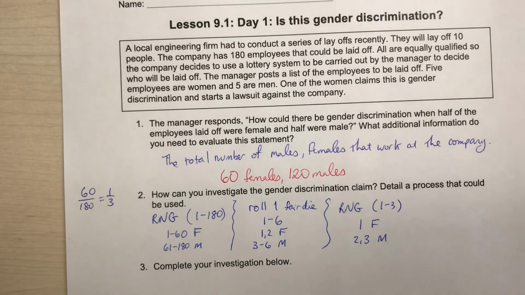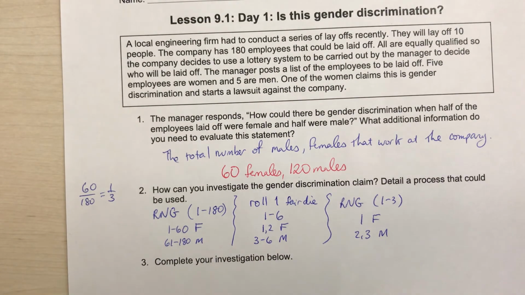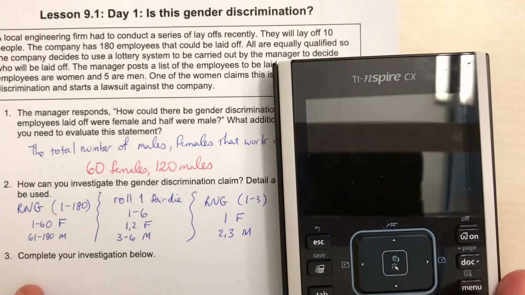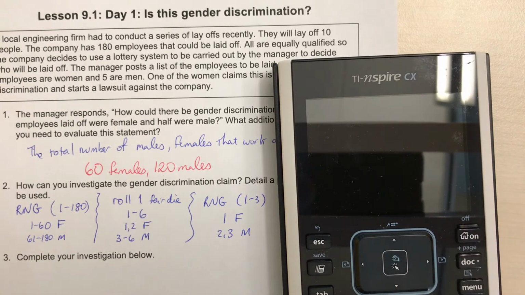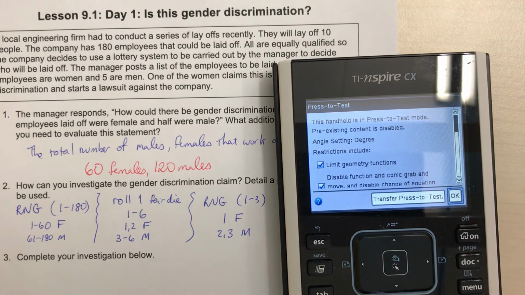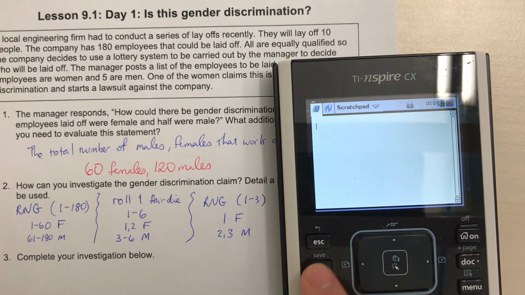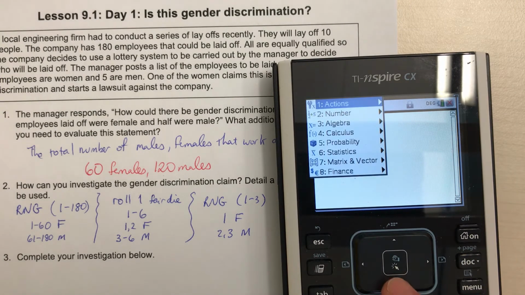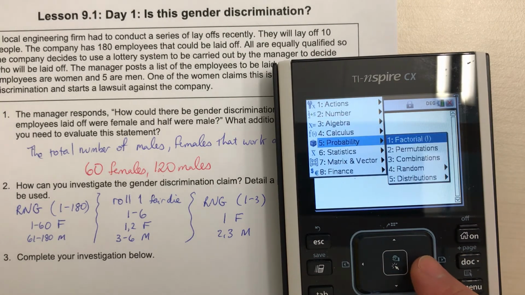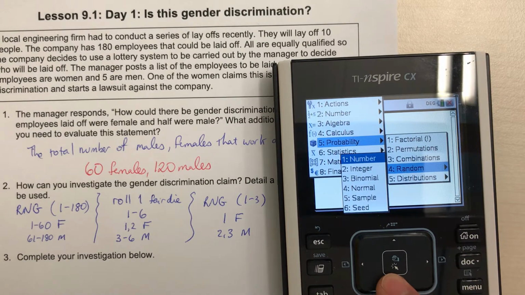All right, so anyway, let's say that we go ahead and run this now. If we want to do this with the calculator, do the random number generator. So we could take the calculator. I would need to turn it on. And okay. Menu. This would be probability. We want random. And in this case, we would be doing random integers.